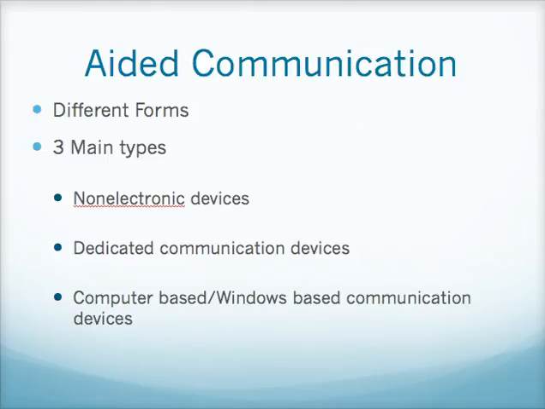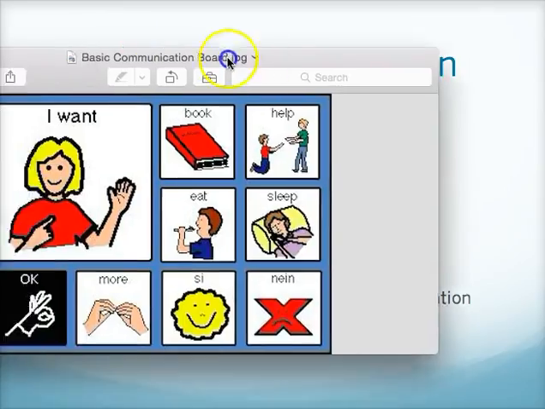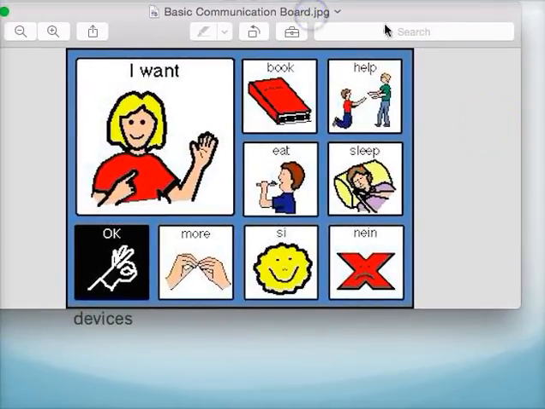You guys have probably all used non-electronic devices in regards to aided communication in your classroom. This is something as simple as pictures. So let me pull up an example. A communication board that might look like this, right? So we have basic images: I want, okay, more, yes and no, and then objects or things that a student might commonly want. So I want a book, I want help, I want to eat, etc.